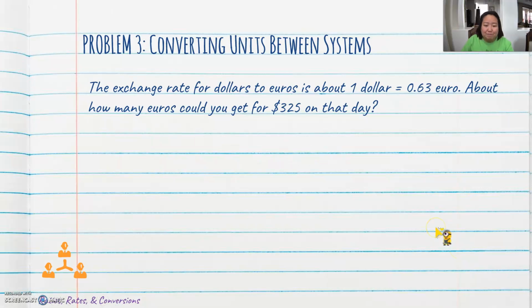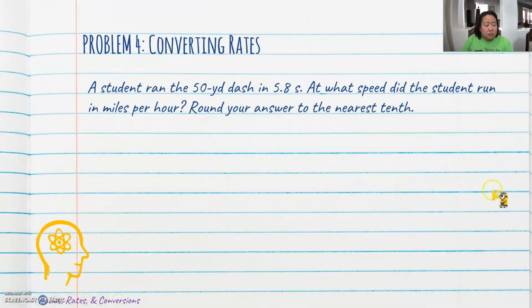for the $325 that you have. Okay, so this time we will be working on converting rates. Now remember, rates are units of measurement representing two different quantities, like meters per second. Meters is distance, second is time. Okay, so how do we convert rates? If you take a look at this problem, we have a student who ran the 50-yard dash in 5.8 seconds.